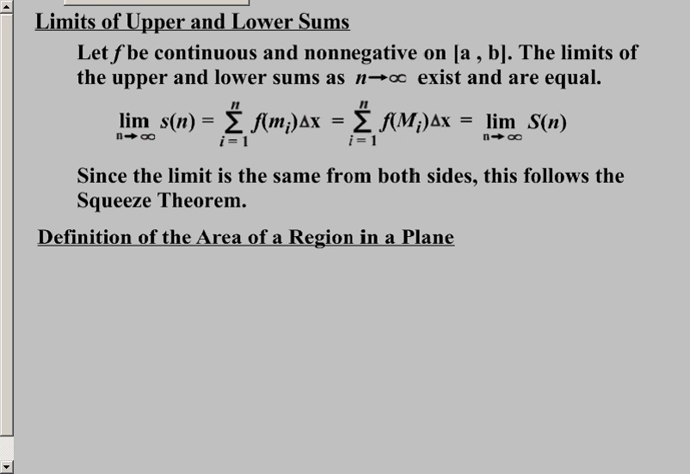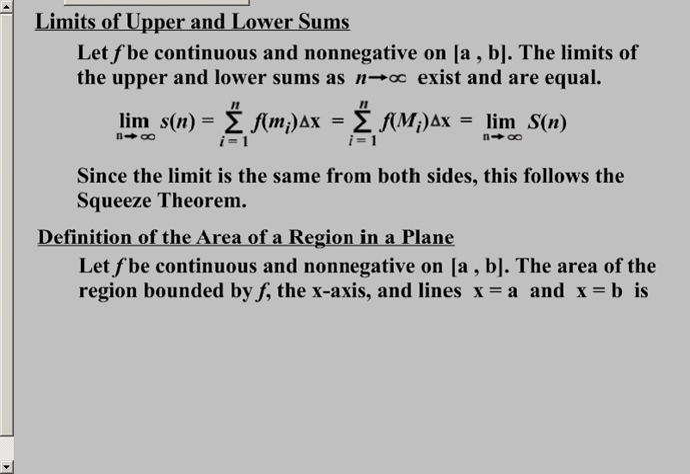Okay, so let's look at the definition of the area of a region in a plane. Let f be continuous and non-negative on the closed interval from a to b, just like we started off with in the limit from above. The area of the region bounded by the function and the x-axis and the lines x equals a and x equals b. So basically these four constraints have essentially defined an area from above, from both of the sides, and from below, so kind of north, south, east, and west barriers on this function.